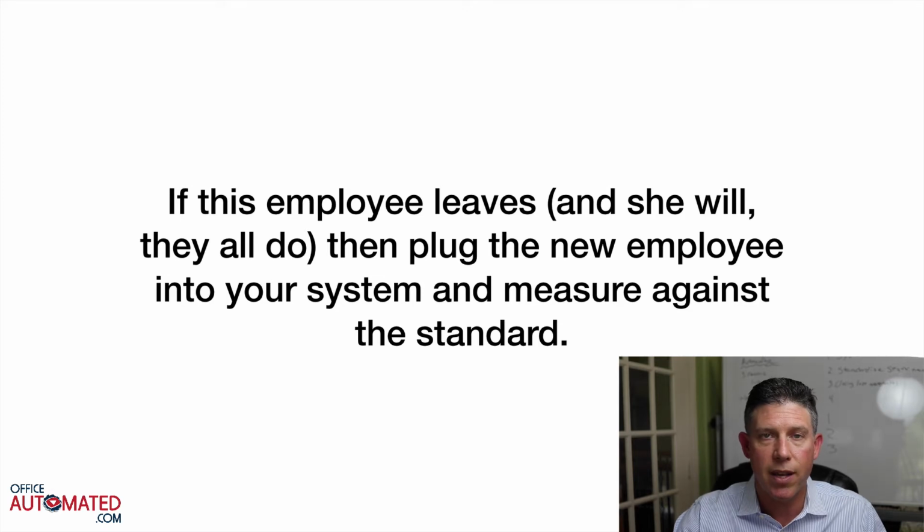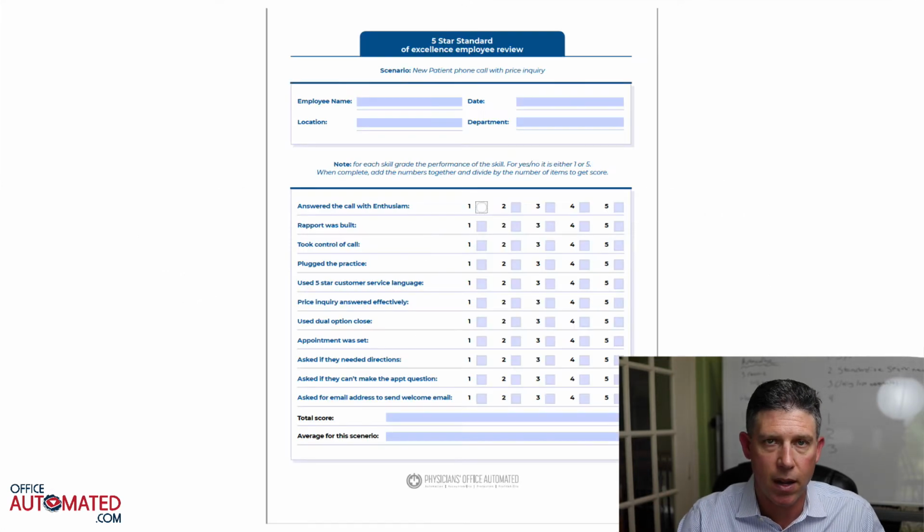Then you can use the 5-star employee excellence review form and just literally fill it out for every single employee and keep track of this. You're basically taking a subjective exercise and objectifying it with that form, much like a lot of sports are judged.